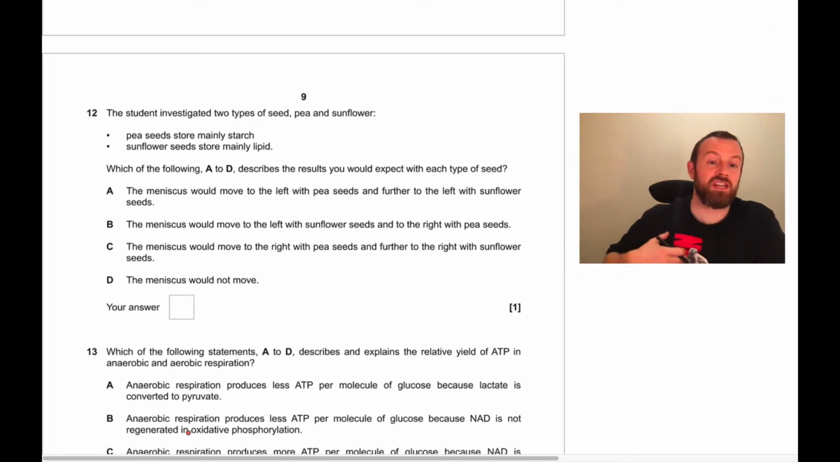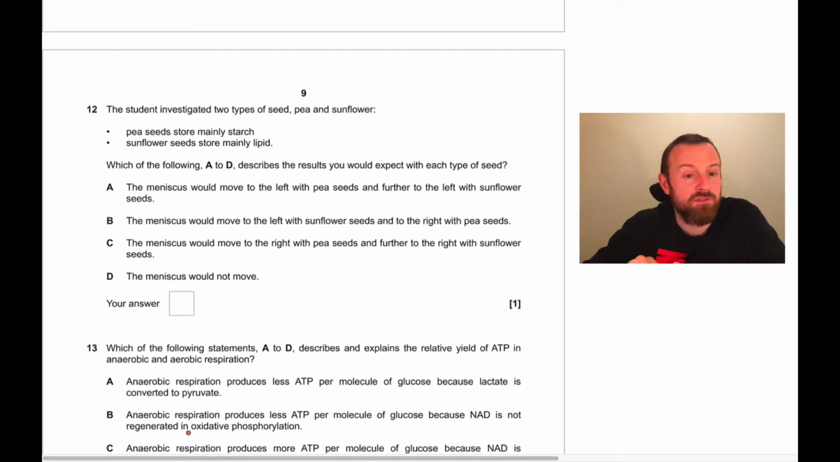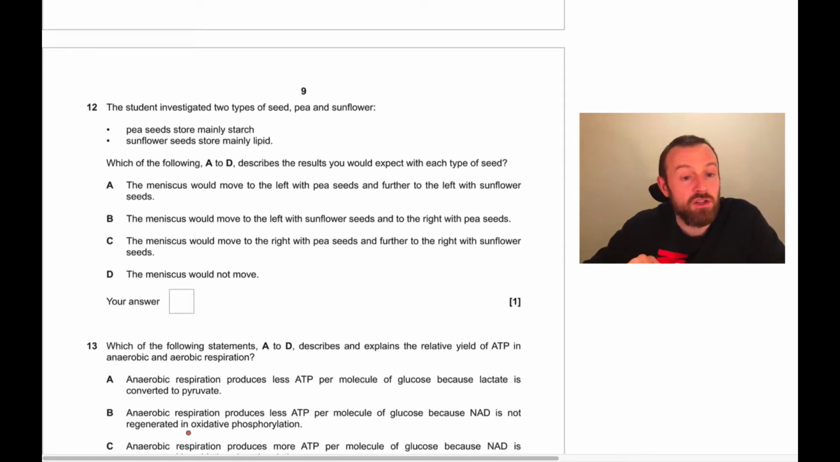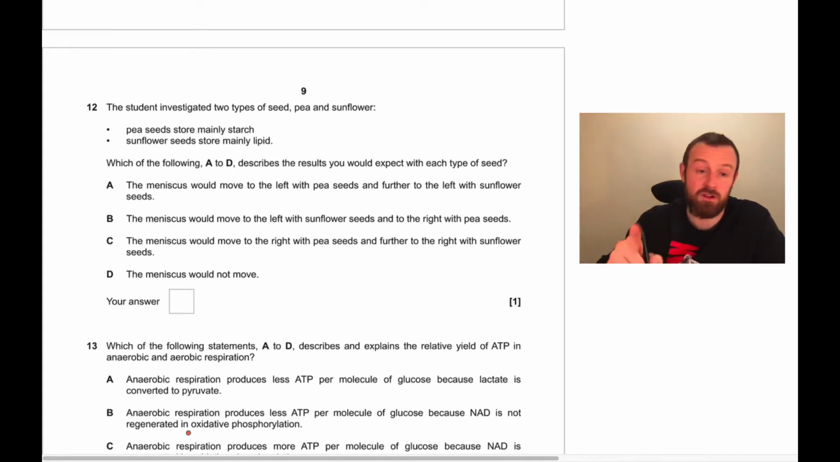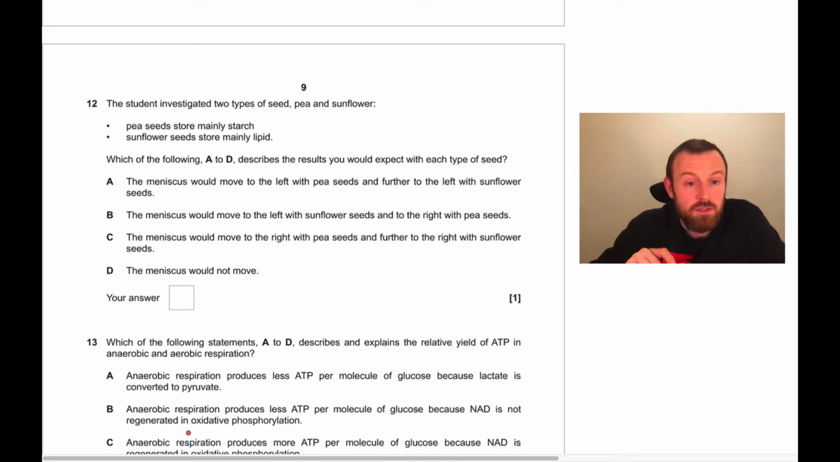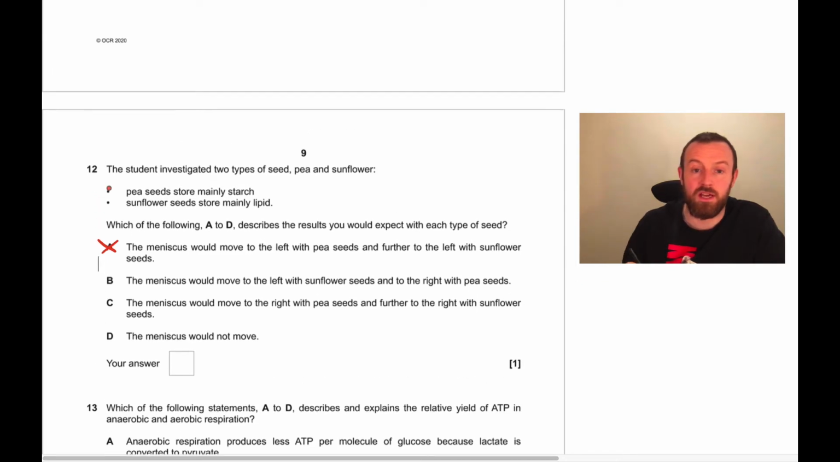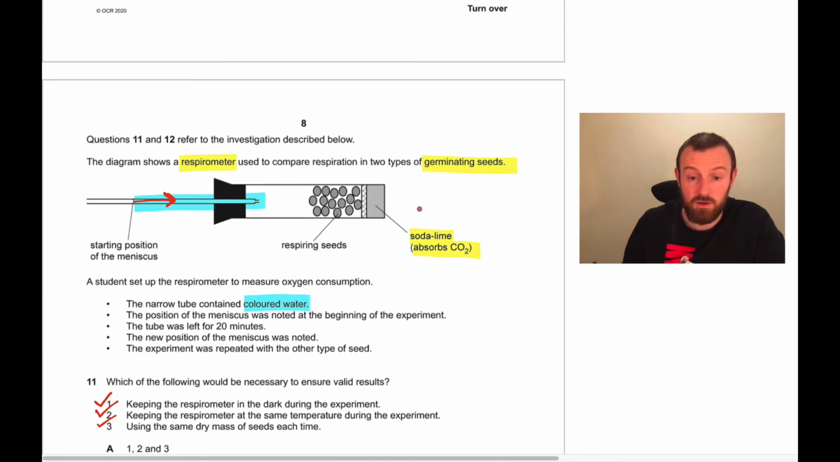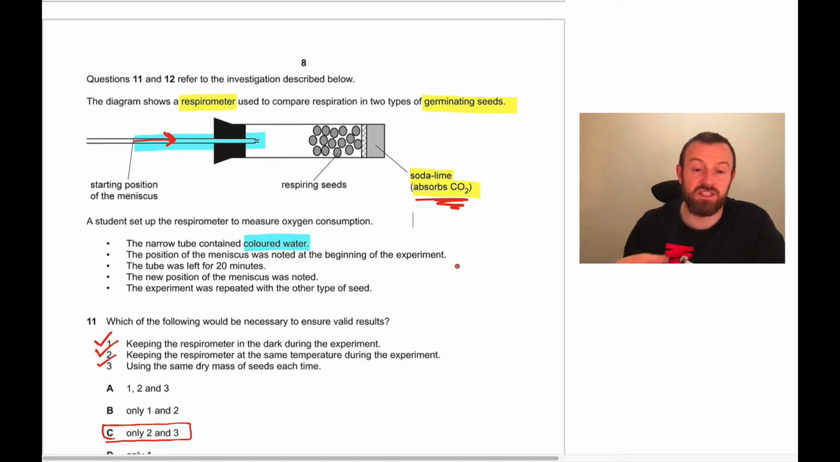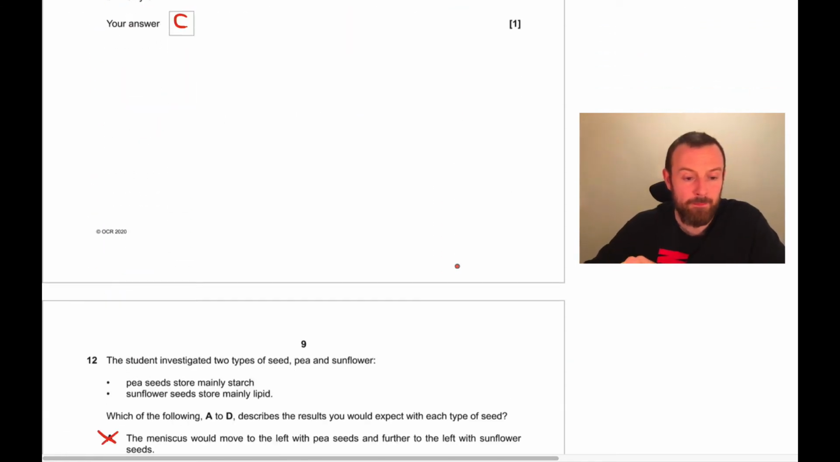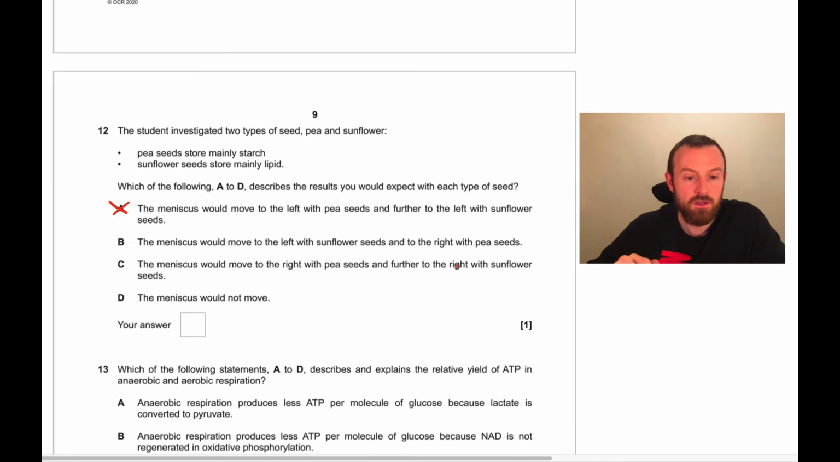12. The student investigated 2 types of seed, pea and sunflower. Pea seeds store mainly starch, sunflower seeds store mainly lipid. Okay, so I'm already thinking this is probably about respiratory substrates. Meniscus would move to the left. Okay, this is definitely not true because if it's moving to the left, we're producing gas. But remember this stuff over here, soda lime, absorbs CO2. So the meniscus is definitely not going to move to the left. It's always going to move to the right. So A is not true.